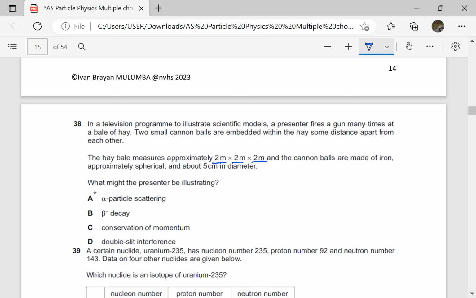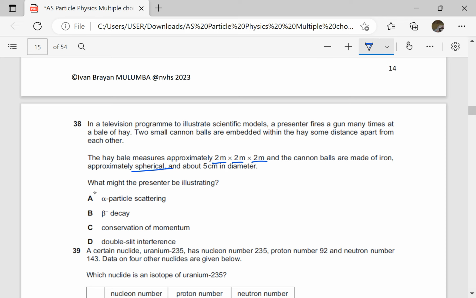What might the presenter be illustrating? So, of course, first of all, they are saying the cannonballs are made of iron, approximately spherical. So it means they are identical. Okay, that's number one. And the hay bale measures approximately 2 meters by 2 meters by 2 meters. The presenter fires a gun many times at a bale of hay. So the presenter is firing a gun at a bale of hay.